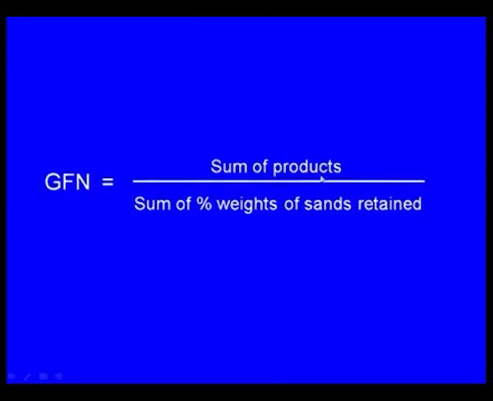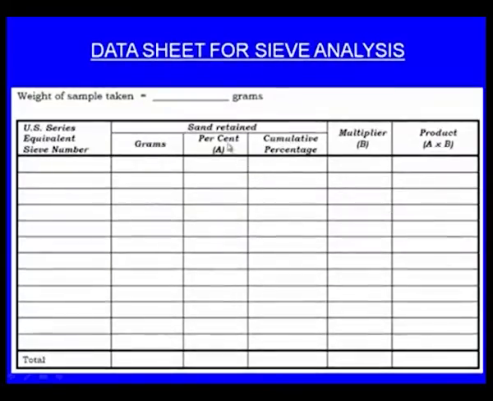Now, the grain fineness number, it is indicated by Gfen, is equal to the sum of products, meaning these are the products, divided by the sum of the percentage weights of the sands retained. What are these percentage weights? Here we can see these are the percentage weights, and if we add them up, we get the sum of the percentage weights. The sum of these products divided by the sum of these percentage weights gives us the grain fineness number. That is how we can find out the grain fineness number. The grain fineness number is simply known as the GFN.